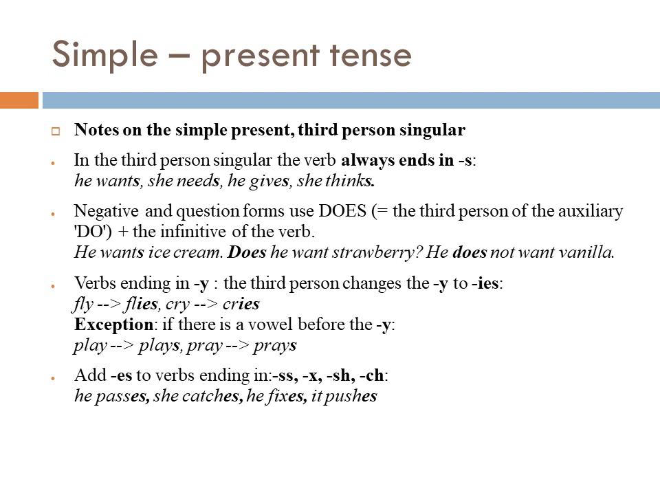So the sentence would be: he wants ice cream. Does he want strawberry? And the answer would be he doesn't want vanilla. Okay, verbs that end with y, for example, fly and cry, buy. Okay, in the third person the y changes into i, es. Okay, for example, fly and cry.